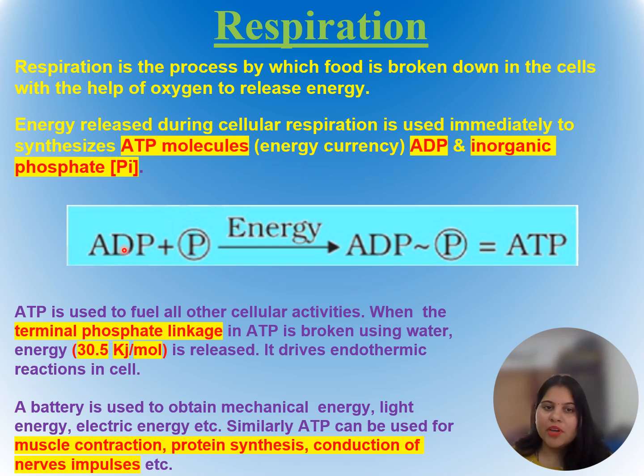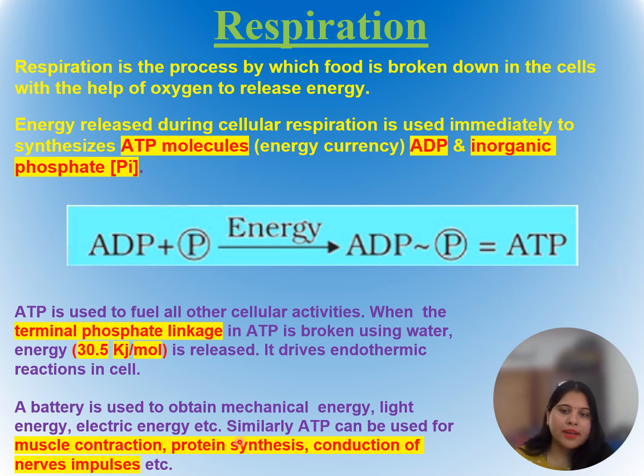When ADP reacts with inorganic phosphate, it forms the ATP molecule, and this reaction is an endothermic reaction. Why? Because during this reaction energy is required, and whenever our body requires energy, breakdown of these ATP molecules takes place. So during the breakage of one terminal phosphate linkage, 31 kilojoule per mole energy is released.